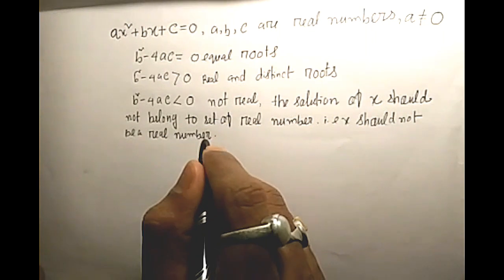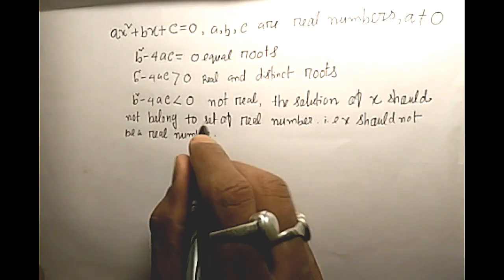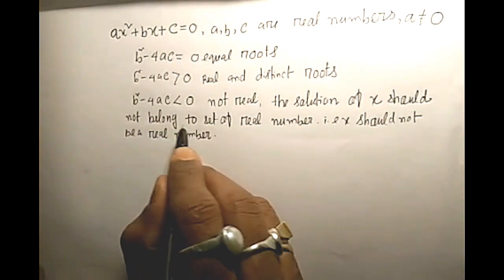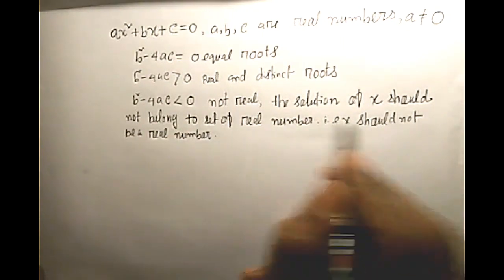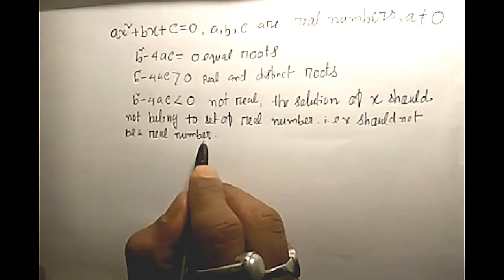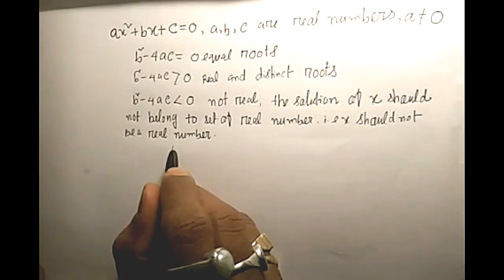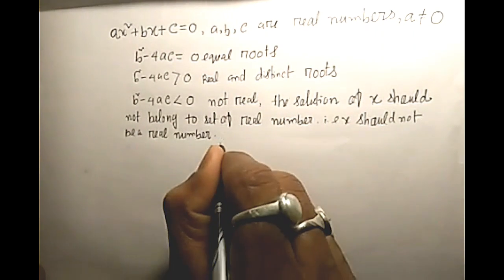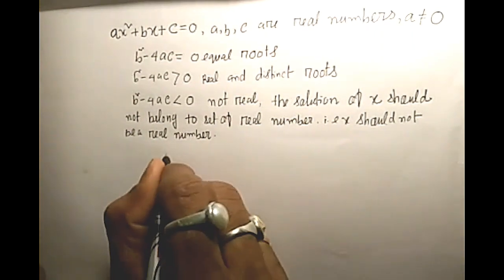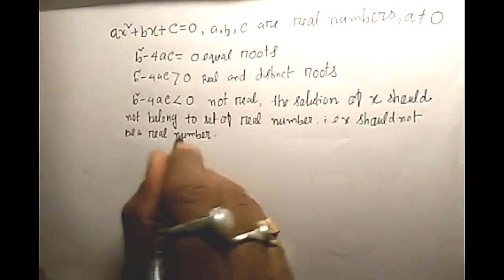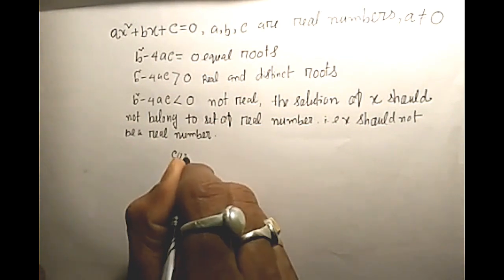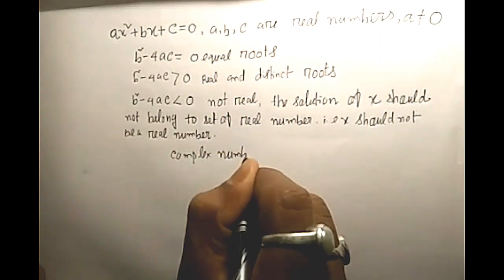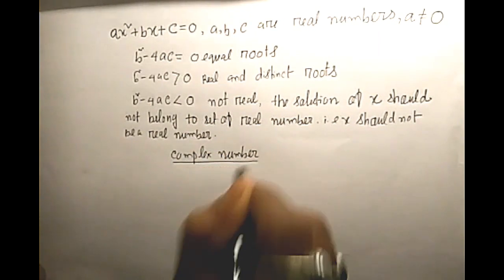That means how can you find the value of x? If x does not belong to the real numbers, we should use some concept for finding the values of x. That time we should use the concept of complex numbers. So when x is not a real number, or b square minus 4ac is less than 0, we should use the concept of complex numbers.